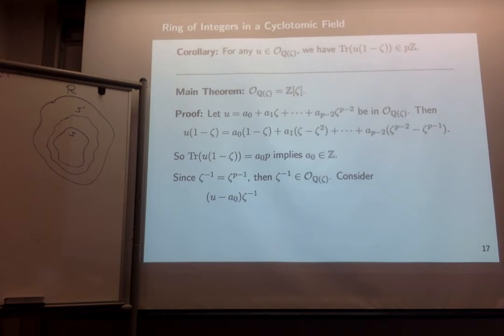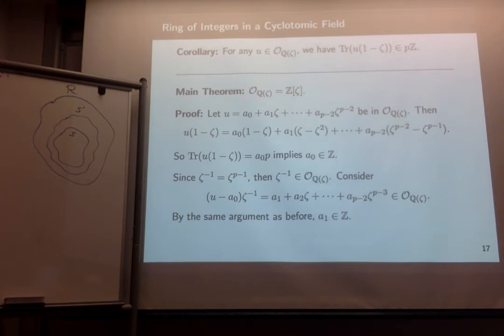U minus a naught, so u, a naught, and zeta inverse are all integral over Z. So when we multiply them, we still get something that's integral over Z. We get this expression: a1 plus a2 zeta all the way up to a p minus 2 zeta to the p minus 3. As I just said, these are integral over Z. But this expression looks an awful lot like this expression here, just one degree less. And so by the same argument that we just went through, we get that a1, the constant term of this expression, is in Z.